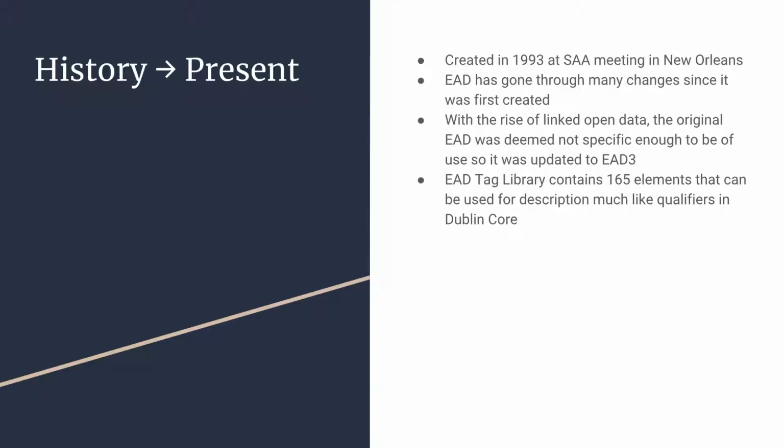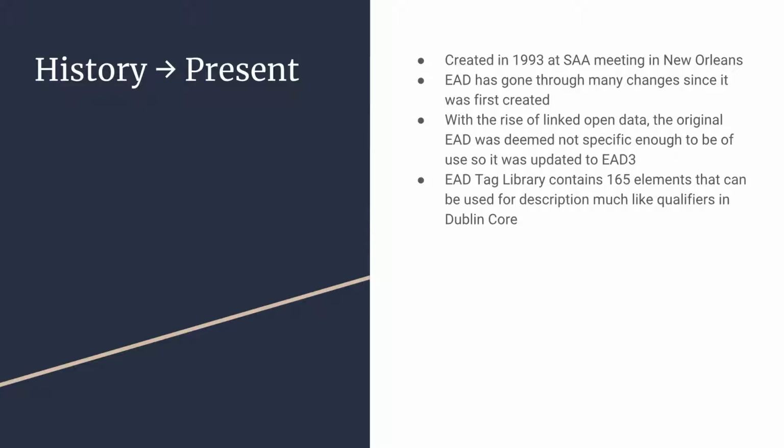History to present. EAD was created in 1993 at a Society of American Archivists meeting in New Orleans. Headed by Daniel Pitti of the University of California at Berkeley, the group was seeking to create a data standard for describing archives, much like how MARC 21 describes bibliographic materials.